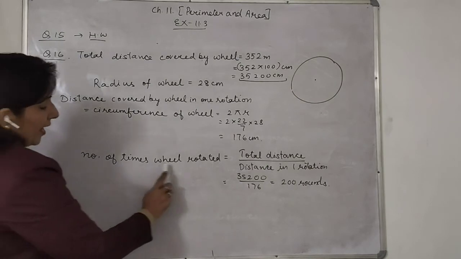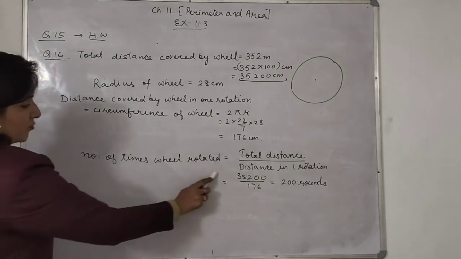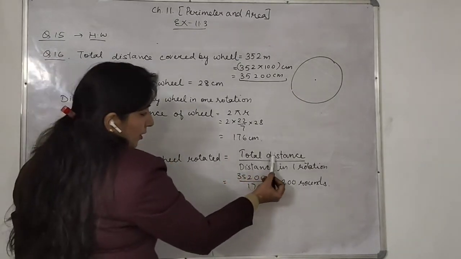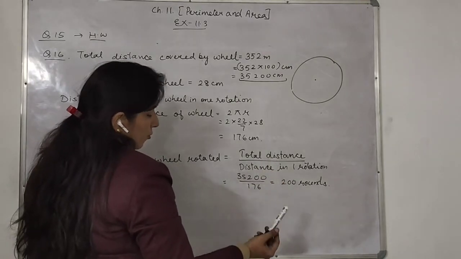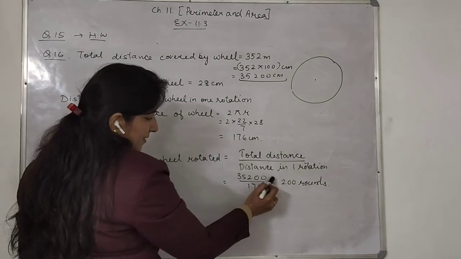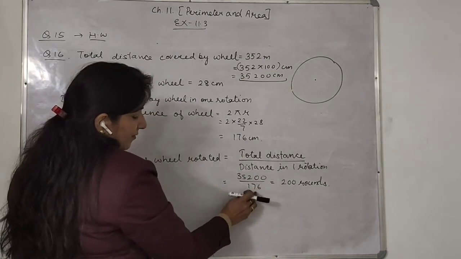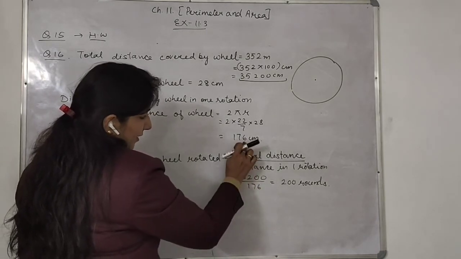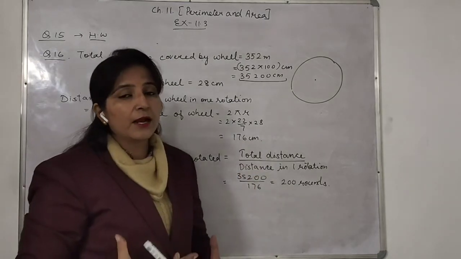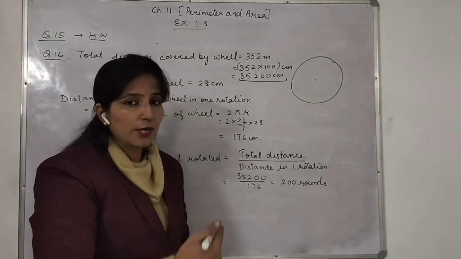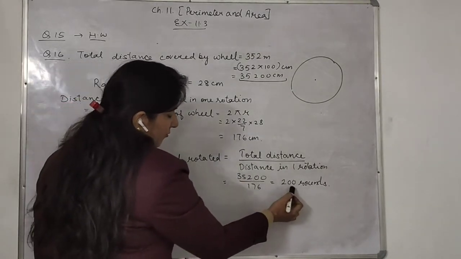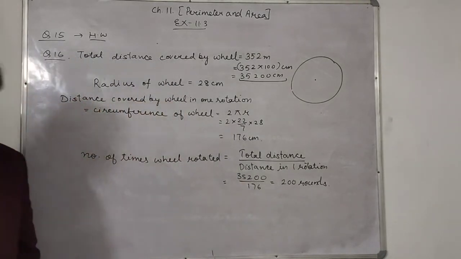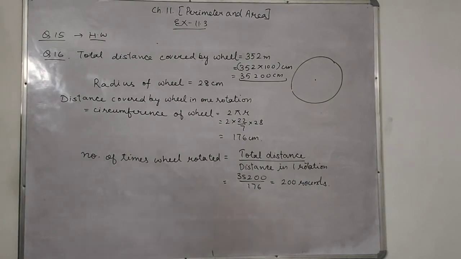Now, how many times did the wheel rotate? That is the total distance divided by the distance in one rotation. The total distance is this much and the distance covered in one rotation is 176. So that we can come to know how many total rotations the wheel has made. After solving we get 200 rounds. So this is the answer of question number 16.